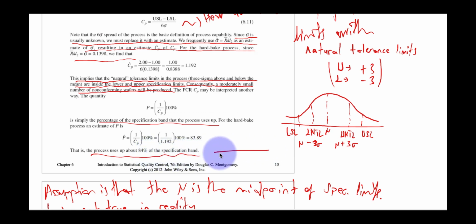So let's say this is the lower specification limit. This is the lower natural tolerance limit. This is the upper natural tolerance limit. This is the upper specification limit. And this is 0.84, it is something like that. Okay, so it's a good sign.